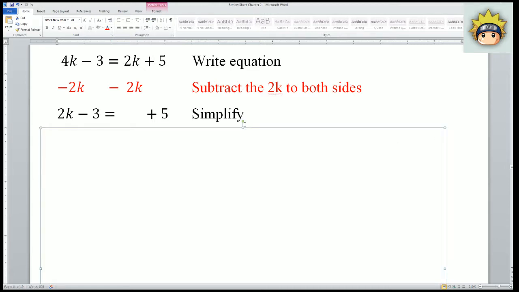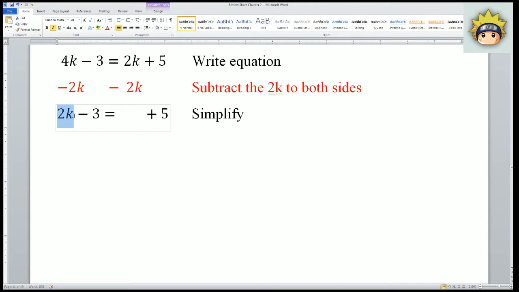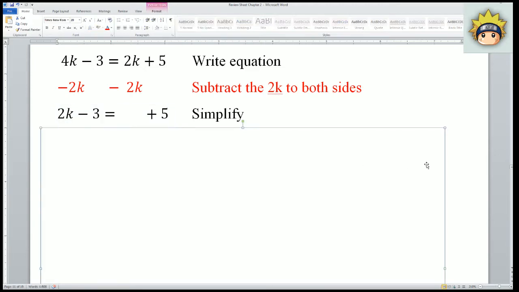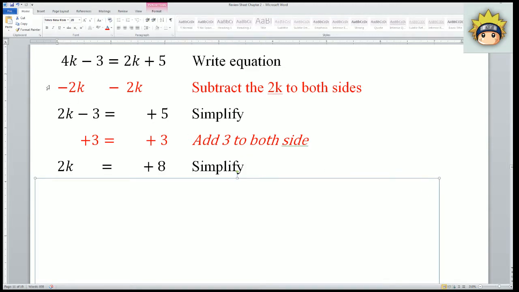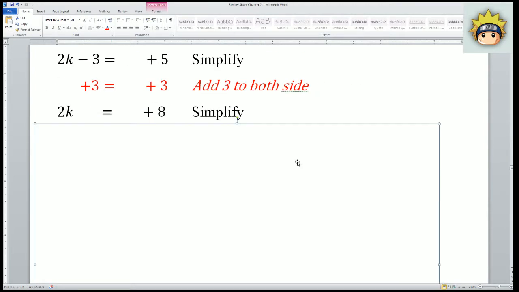Okay, what I have left is 2k minus 3 equals 5. After that, my variable is not alone yet. I have a minus 3 to deal with. The inverse operation of minus 3 is add 3, so I'm going to add 3 to both sides. After I add 3 to both sides, I'm going to simplify. You should get 2k equals 8. The 8 comes from 5 plus 3.